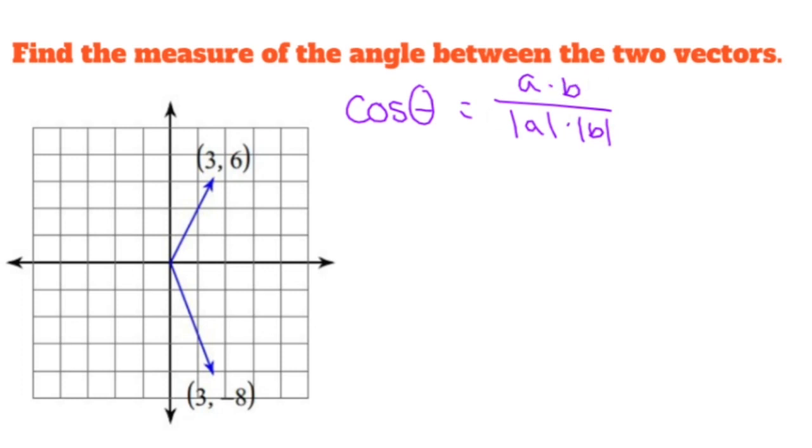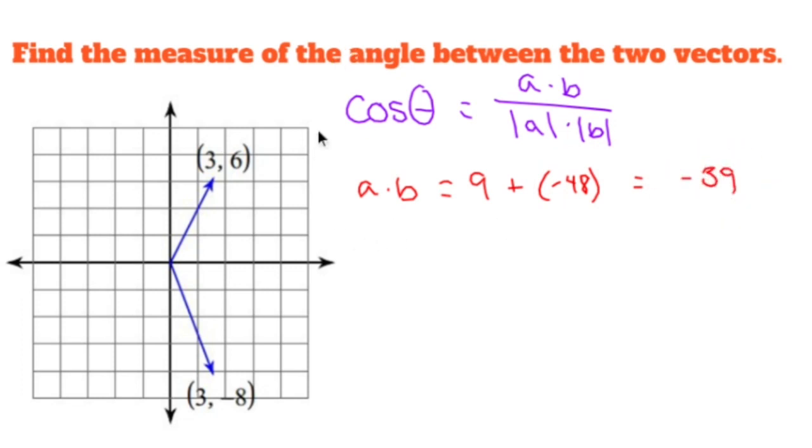Okay, so let's do everything one step at a time. The dot product of A and B means you multiply the x values, 9, and add, multiply the y values, so 6 times negative 8 is negative 48. And so the dot product ends up being negative 39.